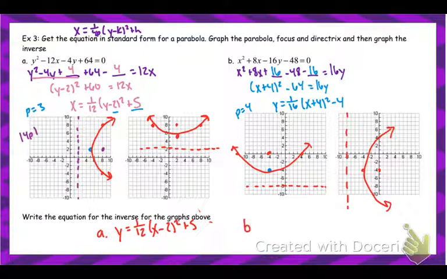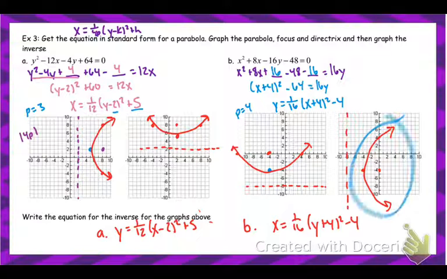Over here on B, switch x and y. x equals 1 over 16 (y + 4) squared minus 4. Now what you'll notice on the second one is that your inverse is not a function. What we're going to talk about later this year is how to find the inverse of a quadratic so that the inverse is a function. But we're going to wait to get to that until probably next semester.